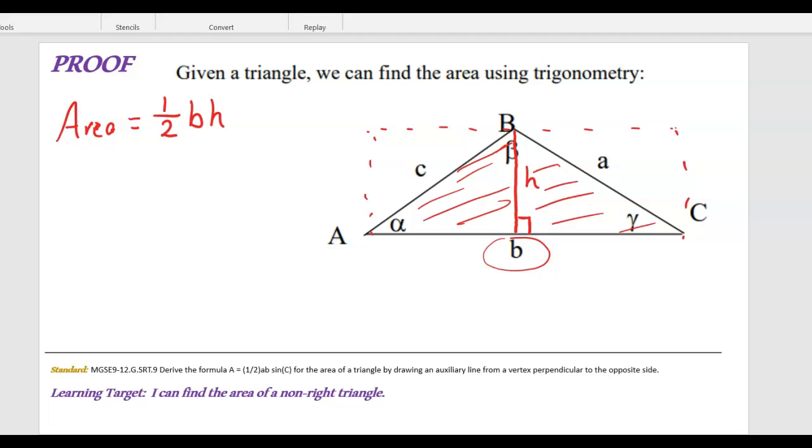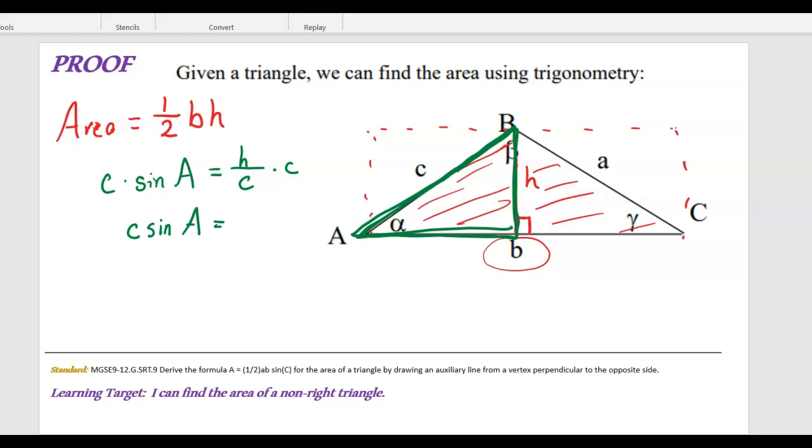I know that sine of A, this is going back to the definition, so I know that sine of angle A is, so I'm looking at this triangle here. Let me make it green so it pops. Sine of A is the opposite, in this case H, over the hypotenuse, which is C. So I know that sine is H over C. Well, if I solve for H, I'm going to multiply both sides by C. So I have C times sine of A equals H.